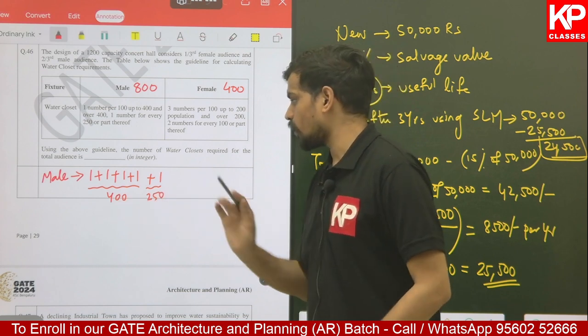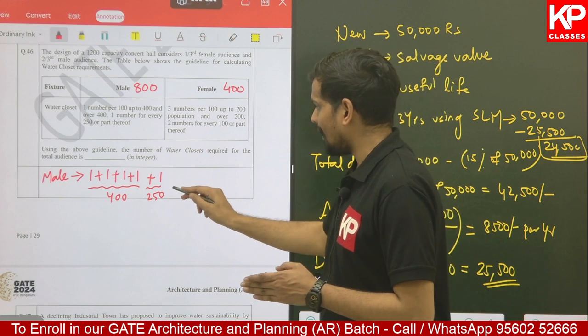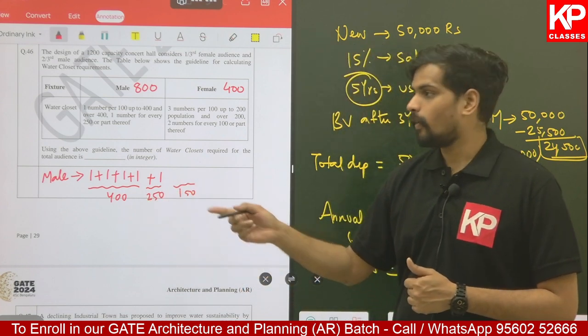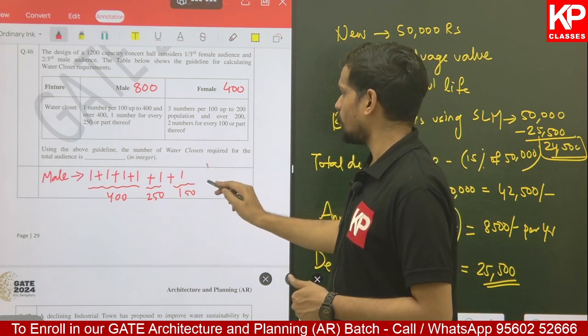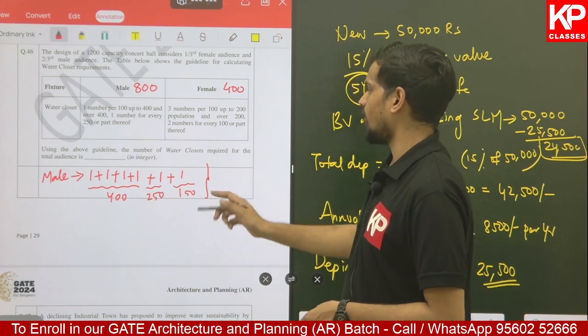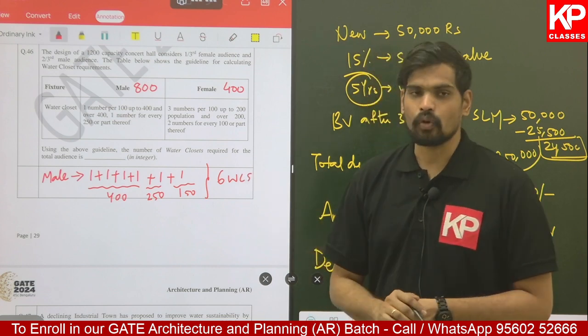So we have supported a population of 650 till now. You still have a population of 150 left out. For any part thereof, you will need to provide one more, they are saying. So, plus 1. That's the total number of WCs for the male population. 4 plus 1 plus 1, that is 4, 5, 6. 6 WCs are required in the male washrooms.